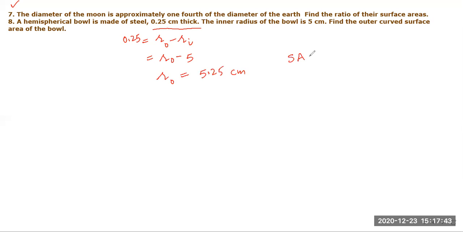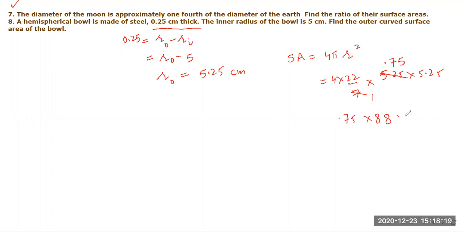So the surface area would be equal to 4 pi r square. Outer surface area would be equal to 4 into 22 by 7 into 5.25 into 5.25. So 7 into 0.75 gives 5.25, so it becomes 88 into 0.75 into 5.25. Just simply calculate this. Centimeter square would be the unit of the surface area.